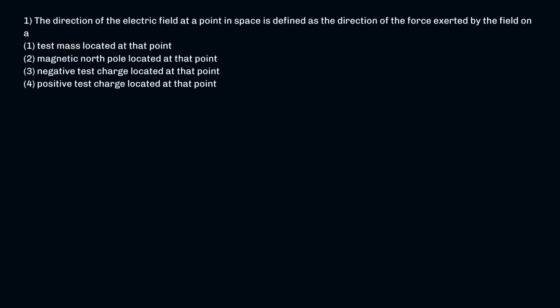All right, so example number 1. The direction of the electric field at a point in space is defined as the direction of the force exerted by the field on A. So this is a big idea in electric field. We even did a lab simulation on this where you were given what is called a point charge, either positive or negative, and you had those little red dots that were test charges, and you saw how they reacted when you had a negative charge in the middle or a positive charge in the middle.